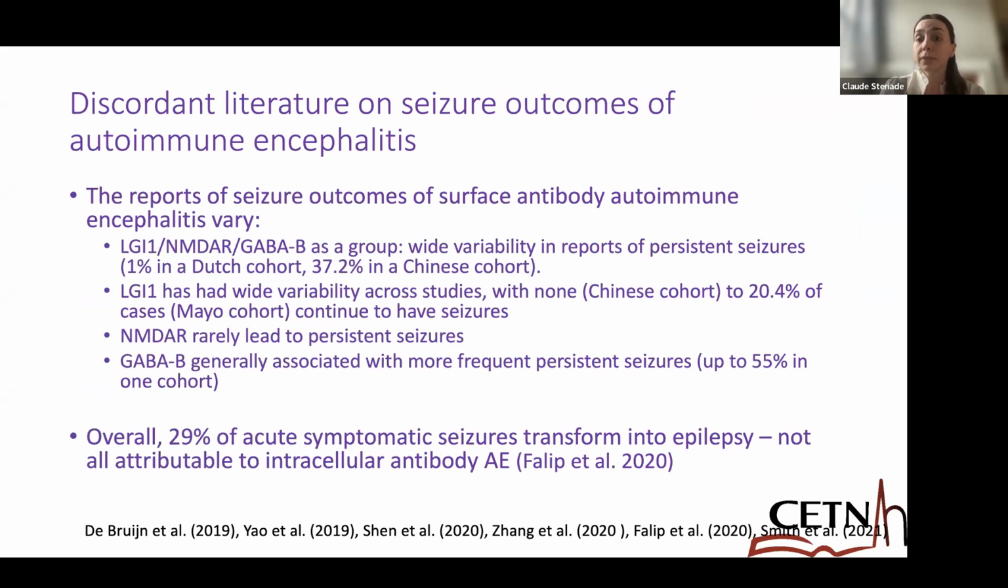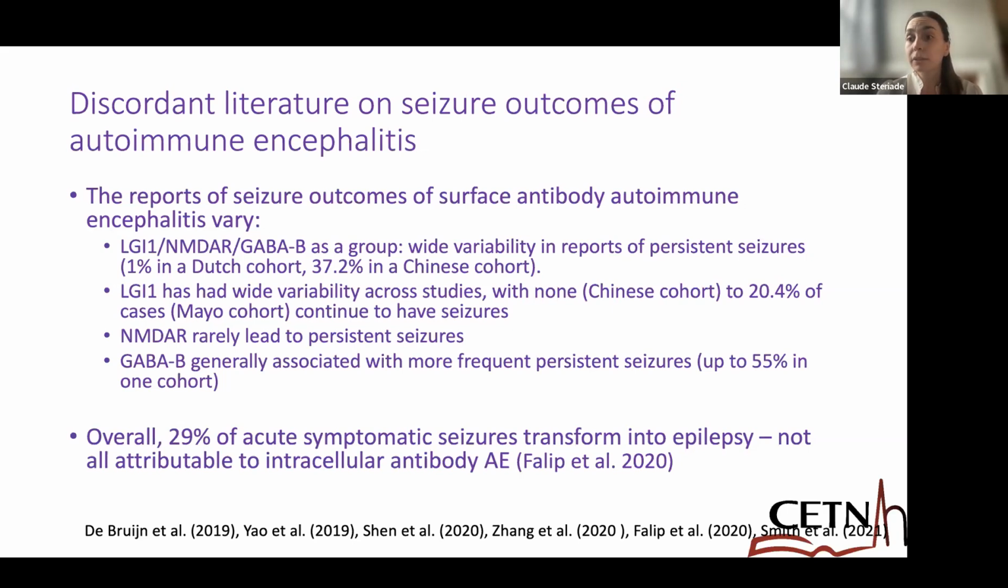In the context of surface antibody autoimmune encephalitis, so LGI1 and NMDA and GABA-B, there's quite a lot of variability. So one Dutch cohort that's very well cited reported that only 1% of a group of combined LGI1 and NMDA and GABA-B continued to have epilepsy at long-term follow-up, whereas another cohort reported up to a third of patients were still having seizures. If you look at LGI1 itself, there's a lot of variability across studies. Probably the best study is the Mayo study that was published a year ago that showed that about a fifth of patients with LGI1 still have seizures at the 2-year mark. And at Mayo, they know how to treat patients. They treat them well, they treat them aggressively, and still that was the case.